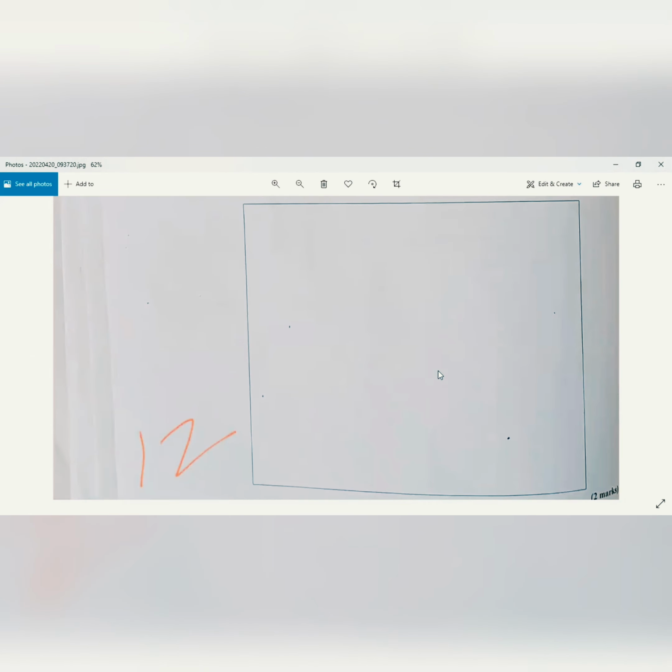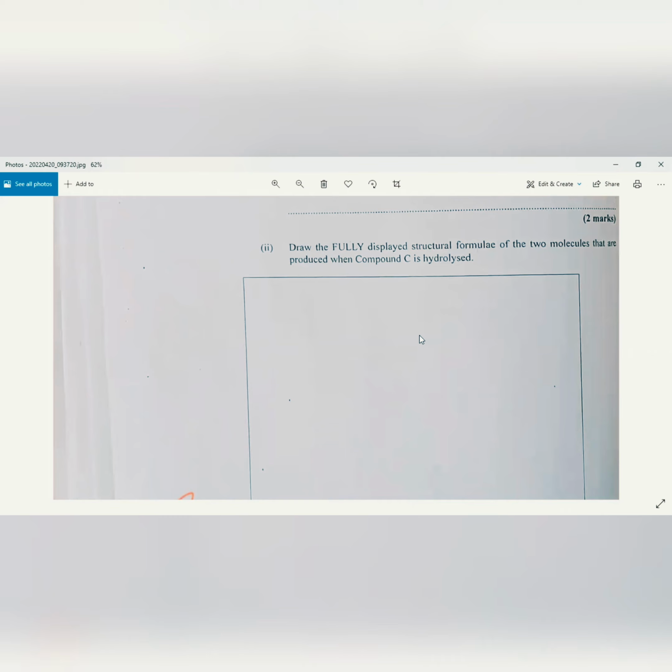So when they ask you for that down here, you just draw your propanoic acid, C, C, C, O, OH, 1, 2. All these are hydrogens, of course. And then you draw your methanol. And this is your methanol, H, O, C, H. There you go. And that would give you your marks. So far, so good. So we proceed again.